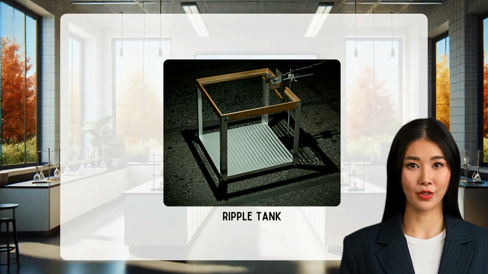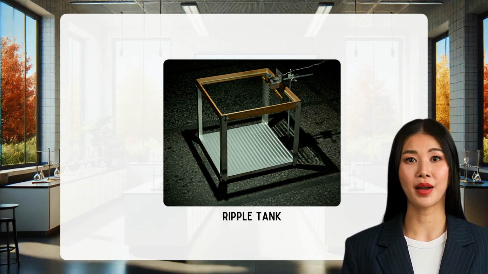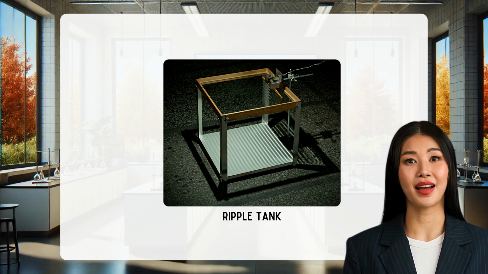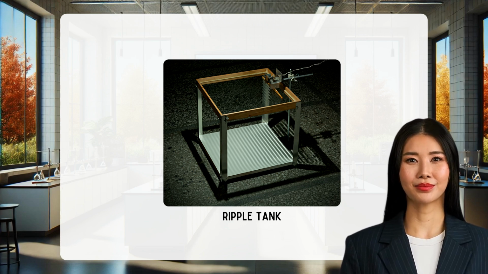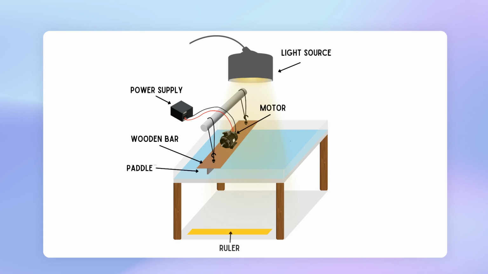Our first experiment uses a ripple tank. Our objective here is to observe and measure the properties of water waves, specifically frequency, wavelength, and speed. To do this, we'll be using a ripple tank, a shallow container filled with water that lets us study waves in real time. We'll also need a power supply, a lamp, a wooden bar, a motor, a paddle, a ruler, and a panel beneath the ripple tank to view the waves.